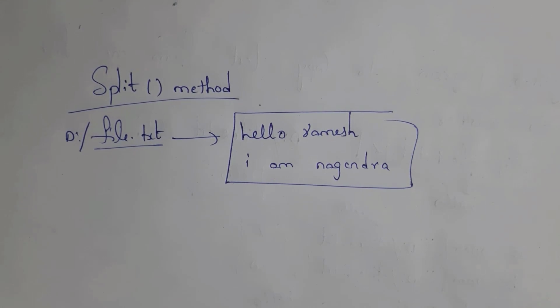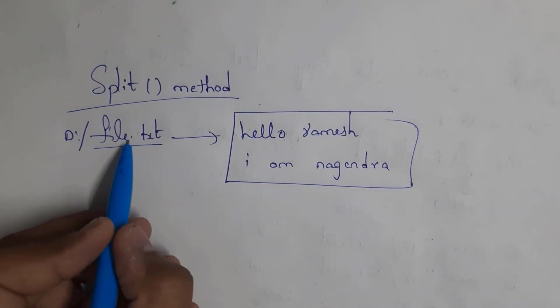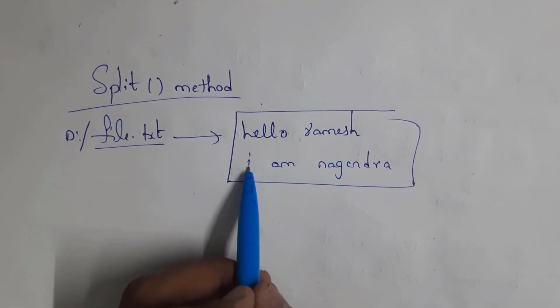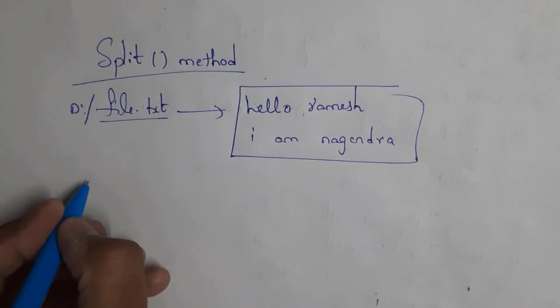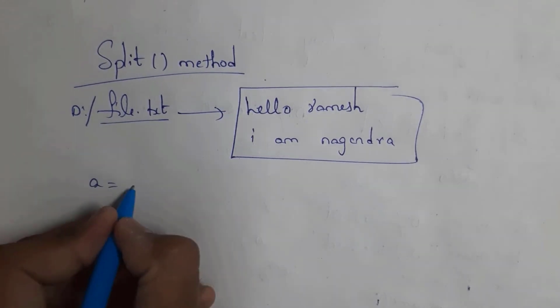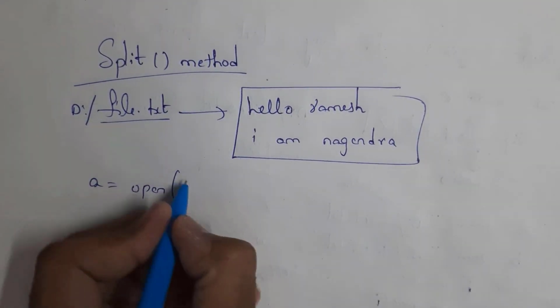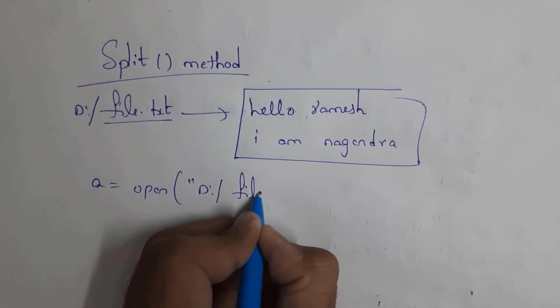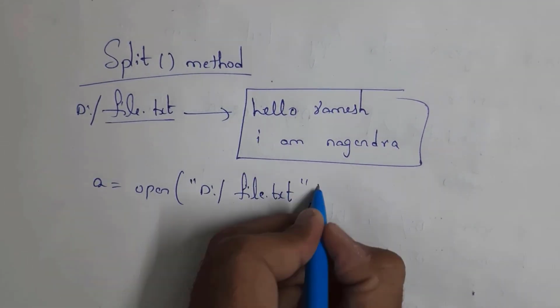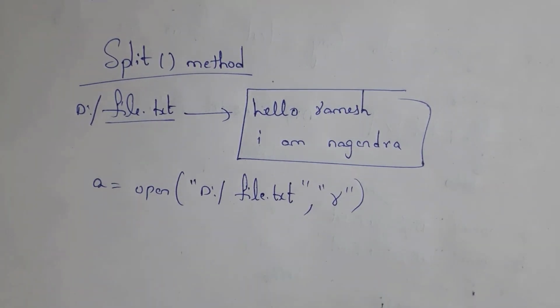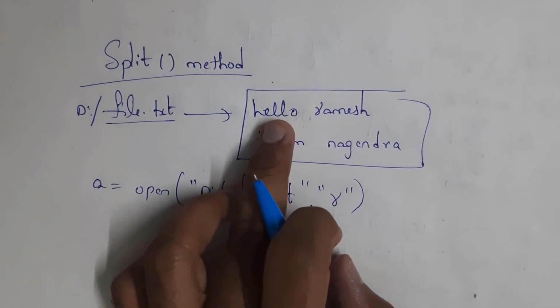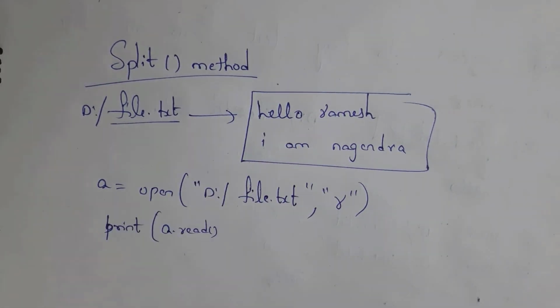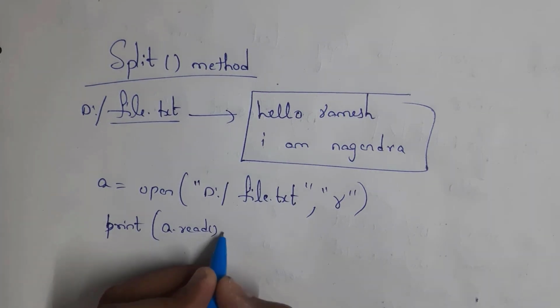For example, my text file name is file.txt, which is present in local disk D, and this text file contains data, that is hello Ramesh, and in the next line I am Nagendra. I will write a program by using the split method. a equal to open, my file is present in local disk D, so give D colon slash, file name is file.txt, double quotations close, comma, I want to read data, so open this file in read mode. Reading is nothing but whatever data is present in my file, it will display this data on my output screen. Next write here print a.read.split.